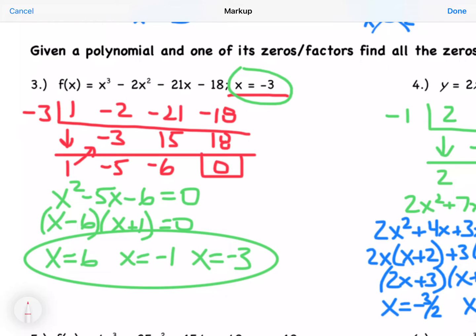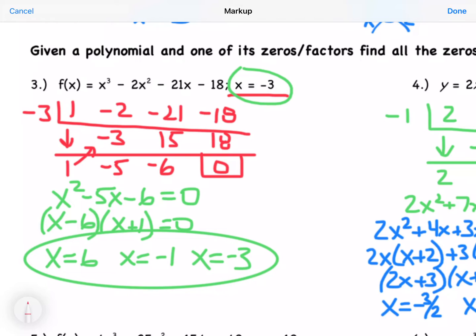And everybody seemed pretty confident with synthetic division, so you can see how we worked it out. We dropped the 1 and then multiplied through, multiplying and adding, and we have no remainder left over. So we did it right. And so we have x squared minus 5x minus 6 equal to 0. We have to factor it out.